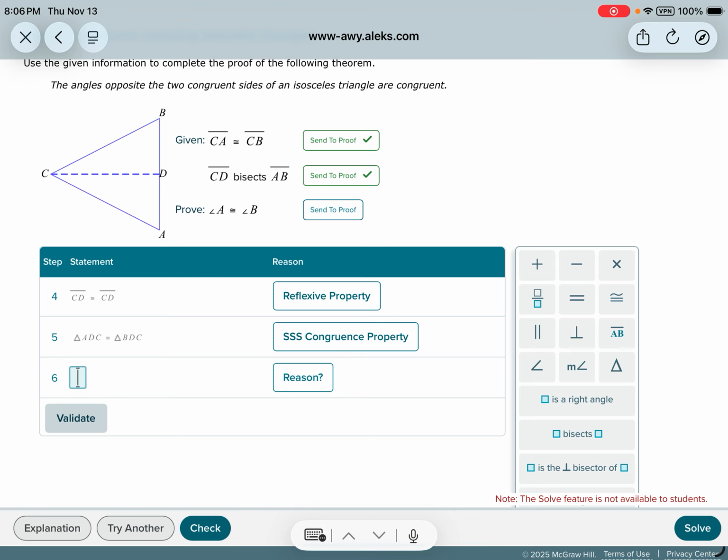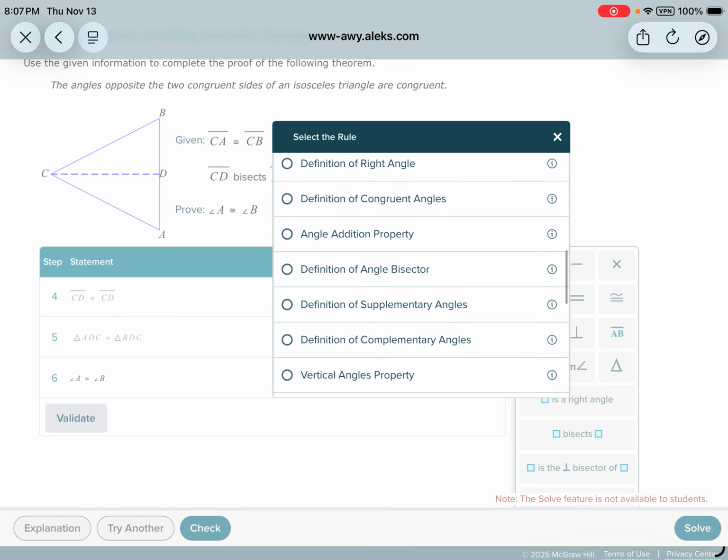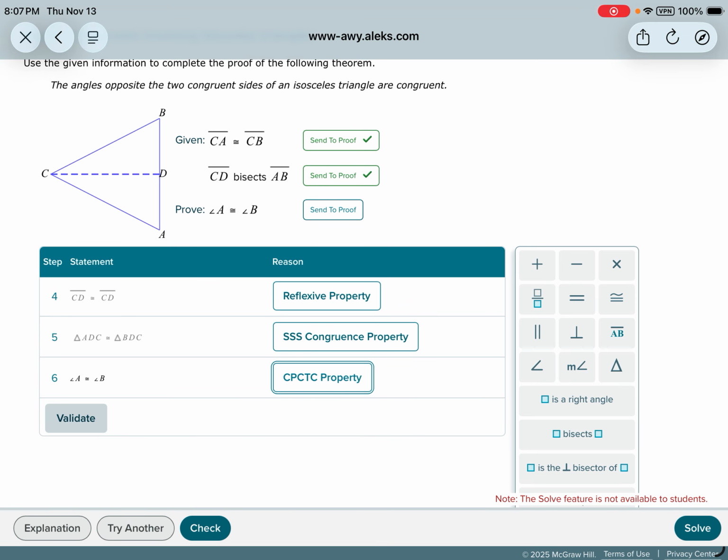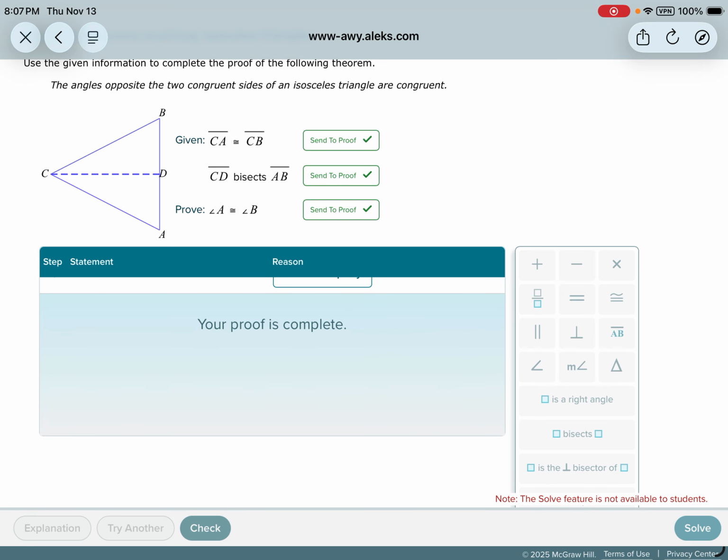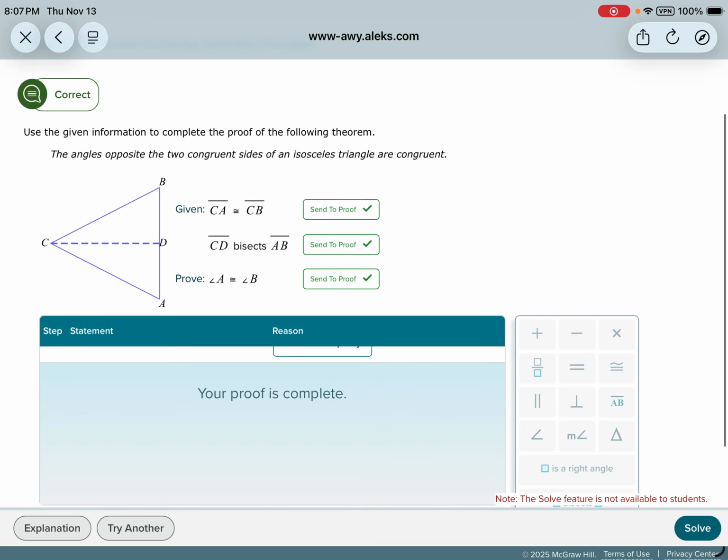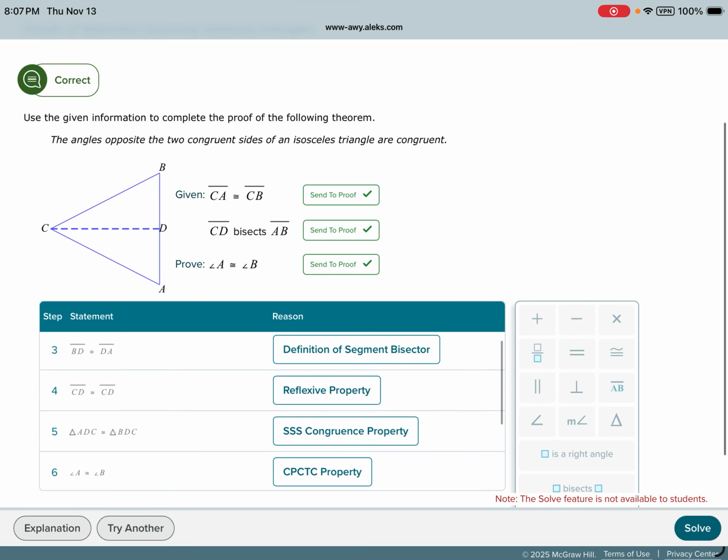Okay. And now I can prove that those angles are congruent by CPCTC. Congruent parts of congruent triangles are congruent because I've proven that those triangles are congruent. And there we go. And that is how that worked out.